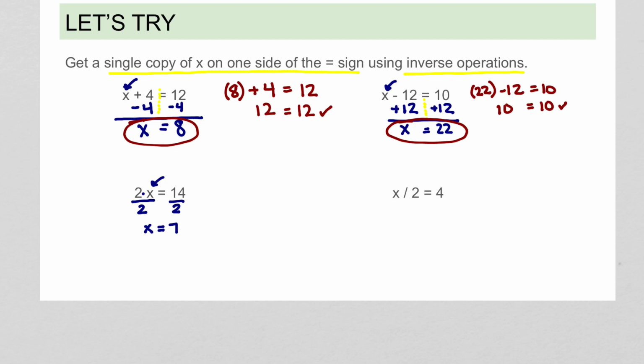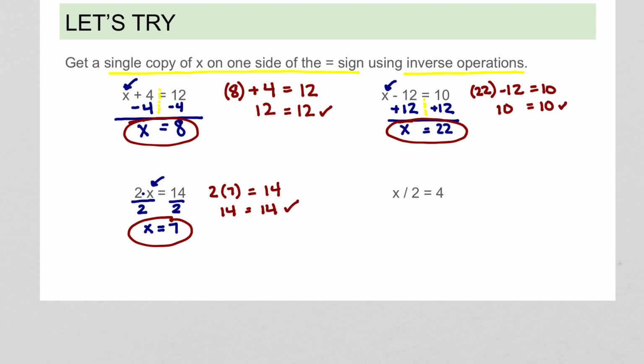Again, I can check that. 2 times, instead of x, I'll put 7 equals 14. On the left side, 7 times 2 is 14. I haven't done anything to the right side. It's still 14. 14 equals 14 is indeed a true statement. I know that's an accurate answer.